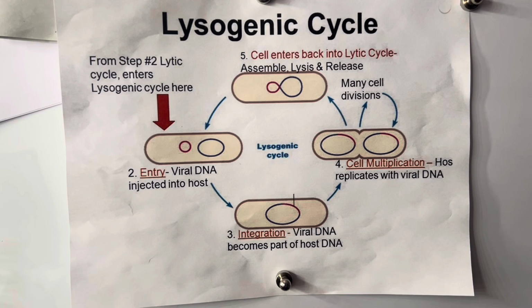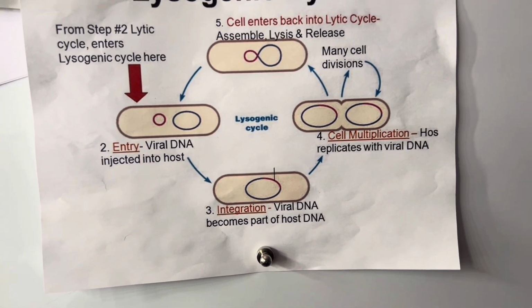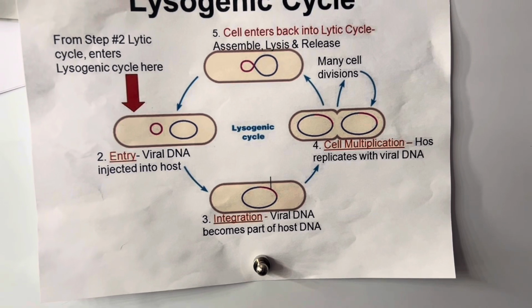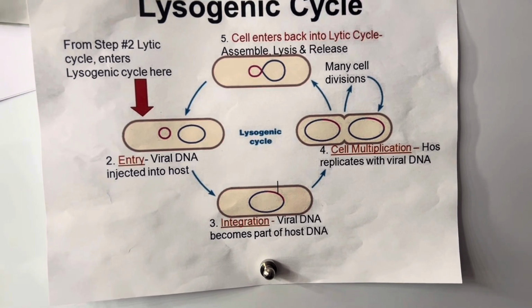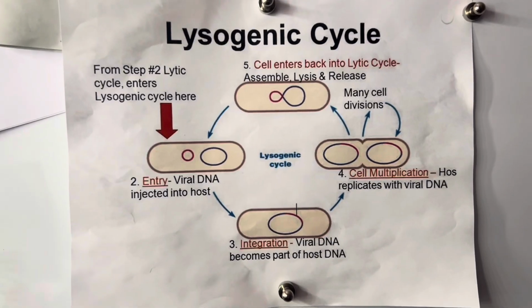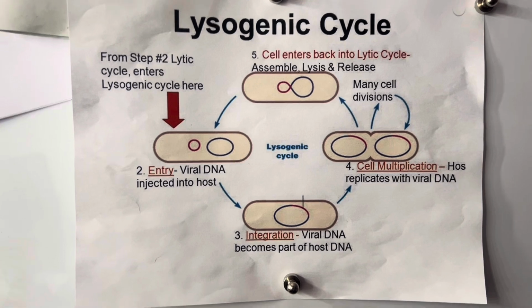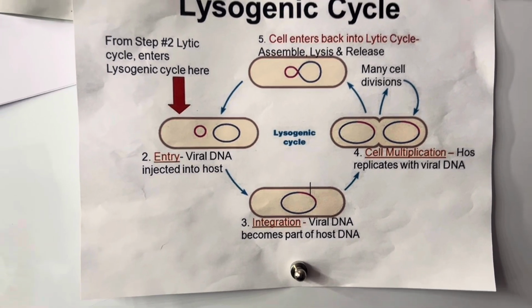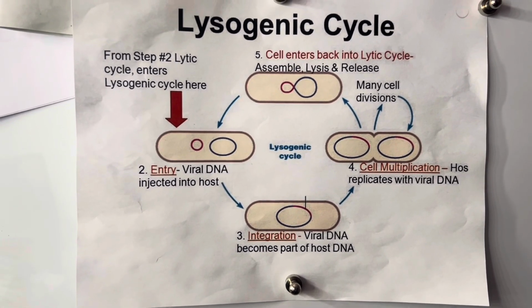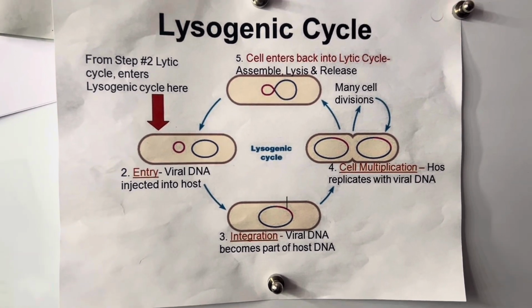And then the cell will replicate the DNA and go through binary fission, as each new cell is going to have the viral DNA. And then as more and more cells duplicate, there's going to be more and more viral DNA. And this viral DNA will eventually go out and produce viruses that will go and infect other cells. And that's the lysogenic cycle.